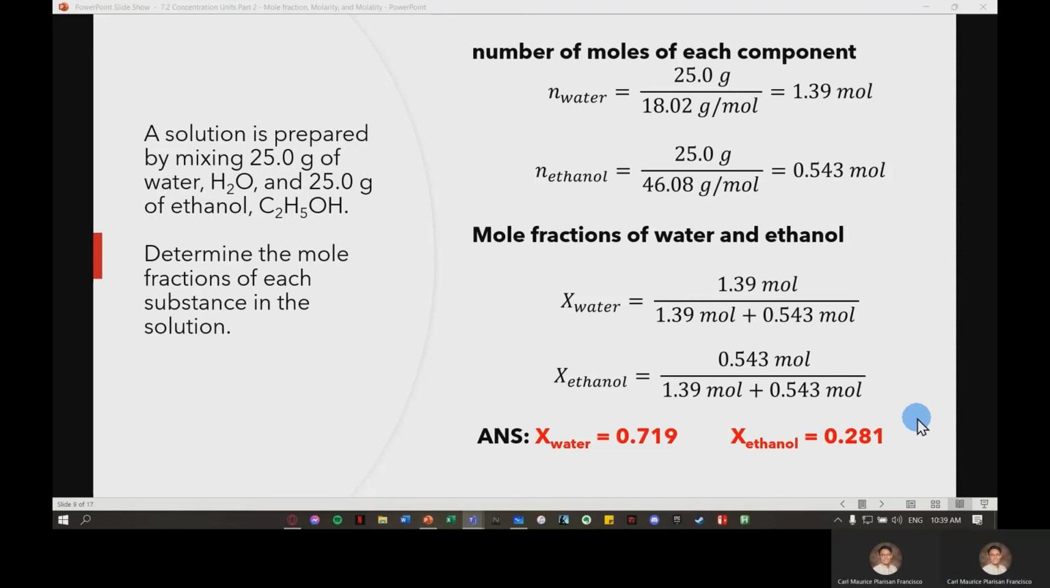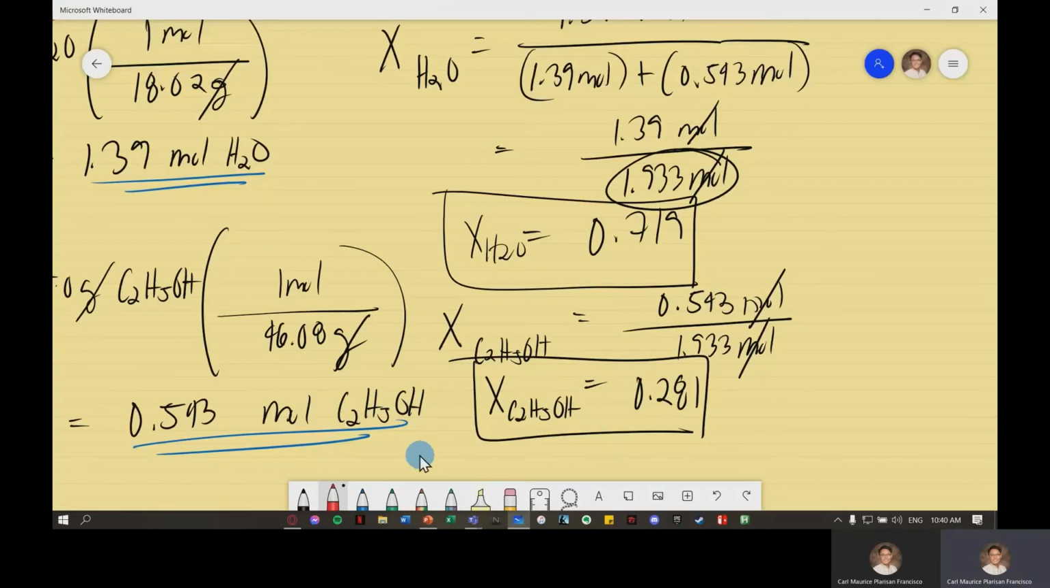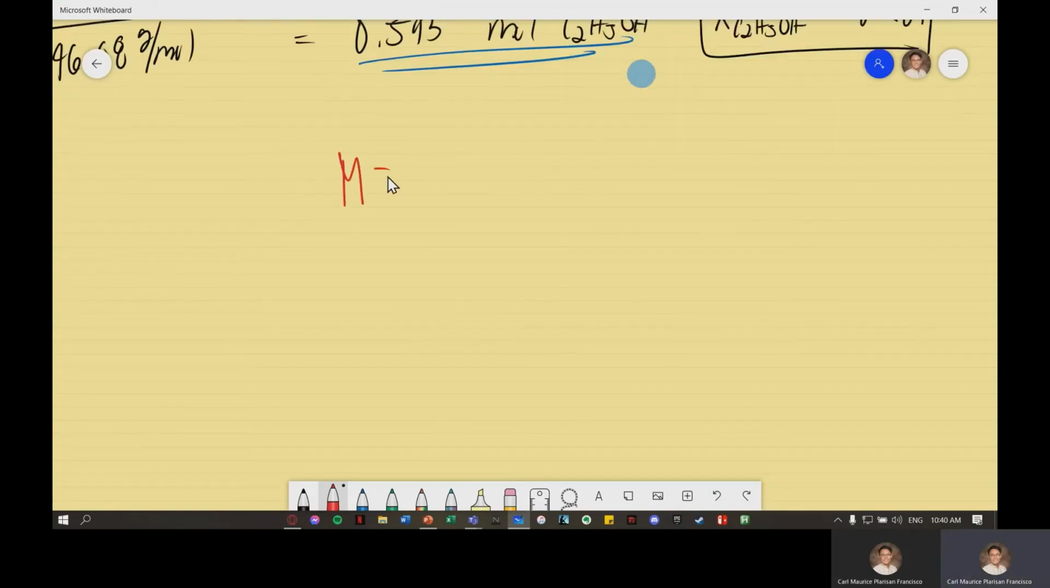Okay, so let me now proceed with molarity. Now, molarity is very simple. Molarity is defined as the number of moles of solute in 1 liter of solution. Molarity is equal to mole of solute all over liter of solution. Take note of the equation. Molarity is equal to mole of solute all over liter solution.